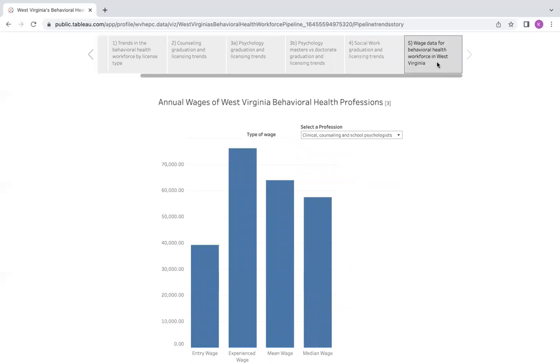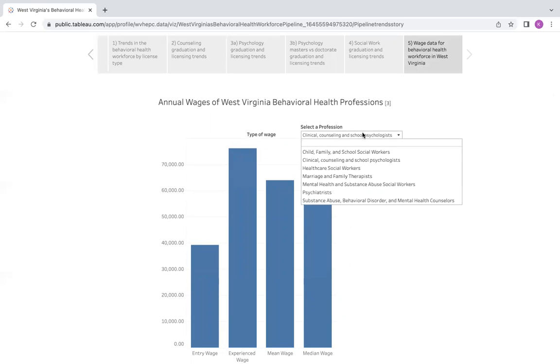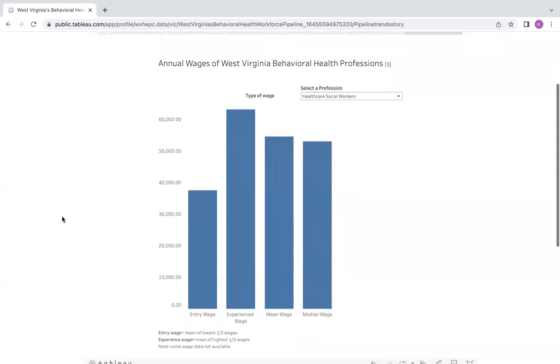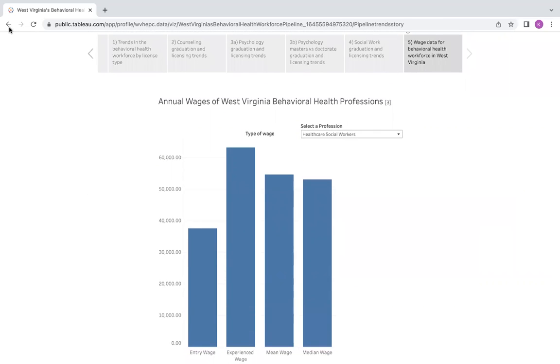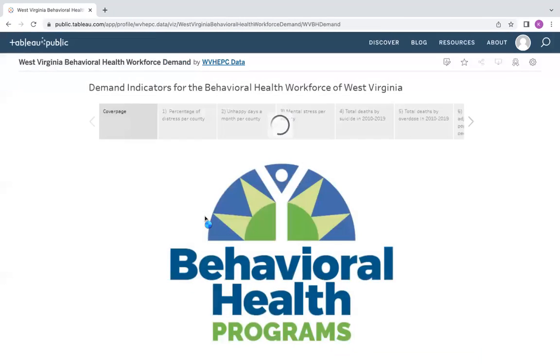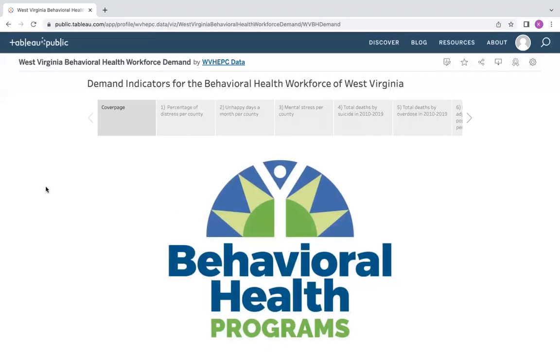Finally, on this dashboard, you will find some wage data. If you click here on the right, you can change professions. It shows you entry level, experience level, mean and median wages here in West Virginia for each of these professions. The last dashboard that we will be looking at is the demand dashboard.